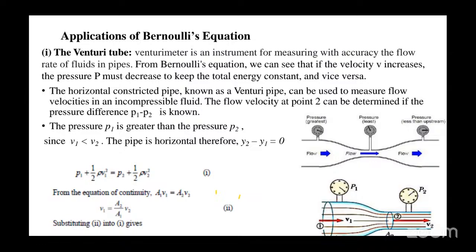Now, let's assume that you are not given the speed V1 or V2, one of them is not known. We can, with the help of the continuity equation, solve for the speed.